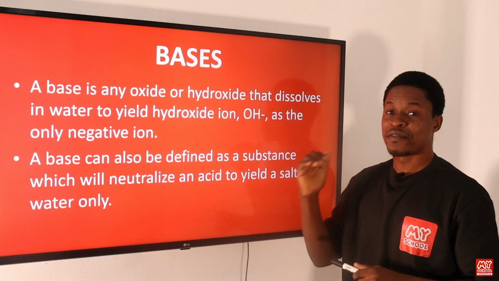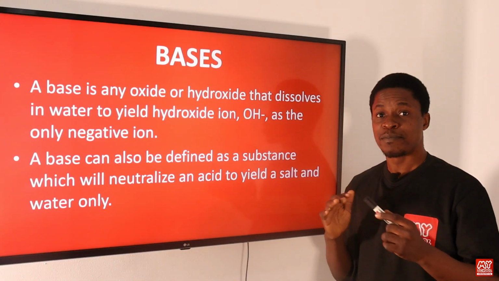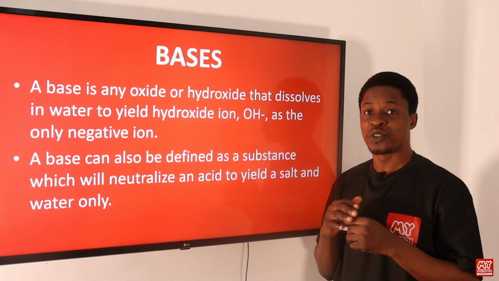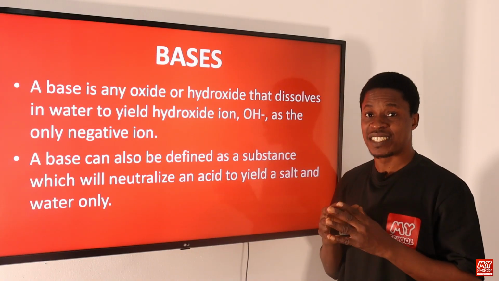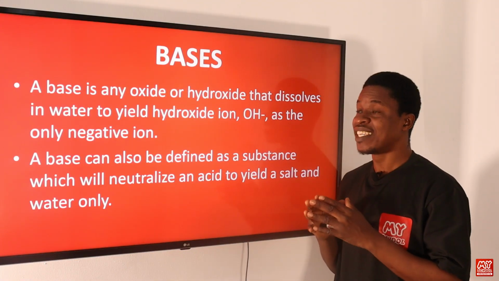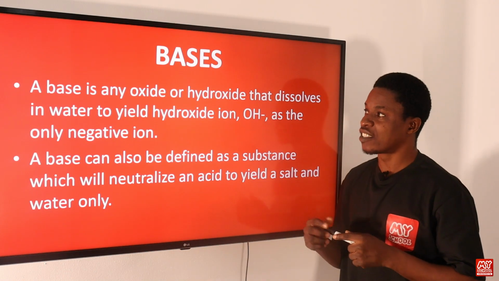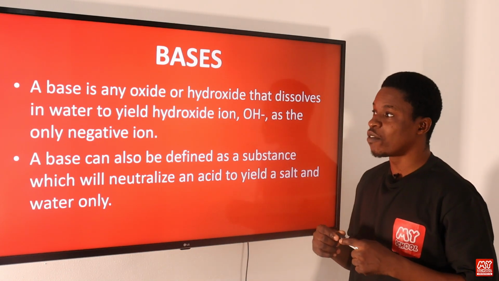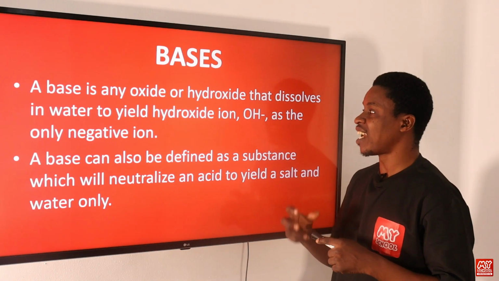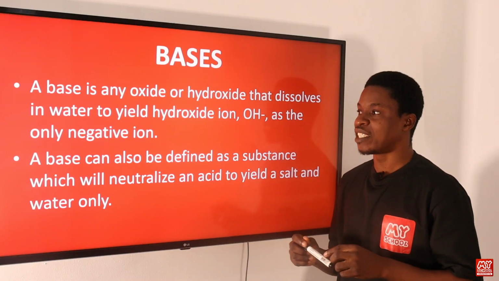Bases. Already we have talked about what acids are. We have talked about the characteristics, the properties of acids. We have also looked at the chemical properties of acids. We have looked at the uses of acids, and now we are here with bases. What are bases? A base is any oxide or hydroxide that dissolves in water to yield hydroxide ion, that is OH minus, as the only negative ion.